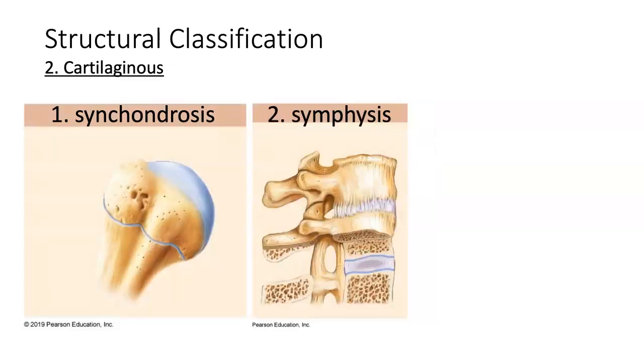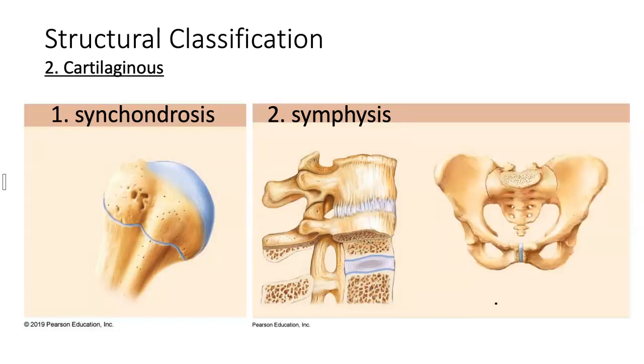Let's take a look at another category of cartilaginous joints called a symphysis. In a symphysis, the bones are united by a pad of fibrocartilage, and so the intervertebral disc, like they're showing us here, in between two vertebrae, represents a symphysis. Another example of a symphysis is the pubic symphysis. This is where the pad of fibrocartilage unites the right and left pubic bones.